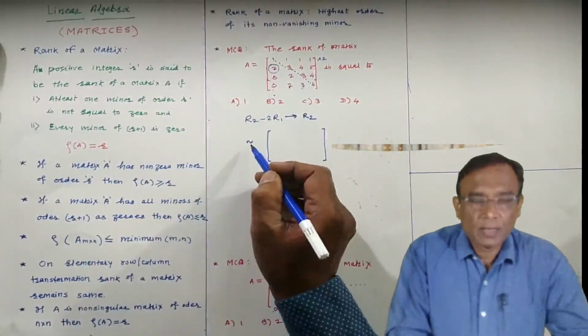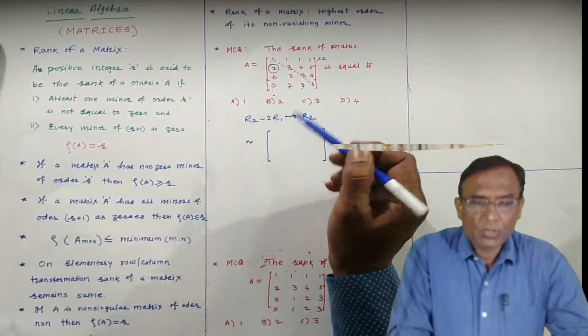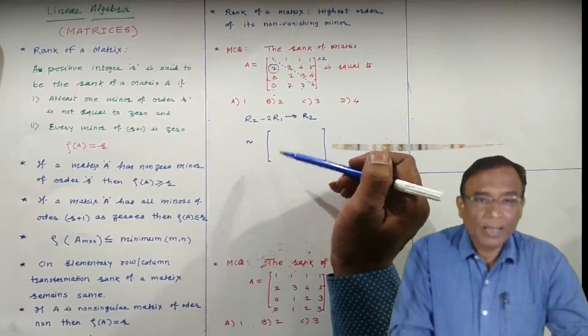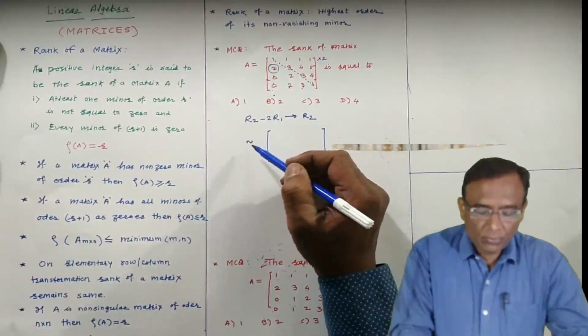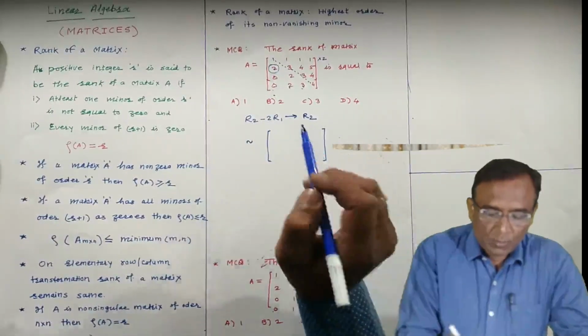This is the sign of similarity. Why am I writing the sign of similarity? In elementary row transformation or column transformation, the rank of the matrix remains the same. The value of the matrix may change, but the rank remains the same. Therefore, I am putting the sign of similarity here. Okay, A is similar to this matrix.